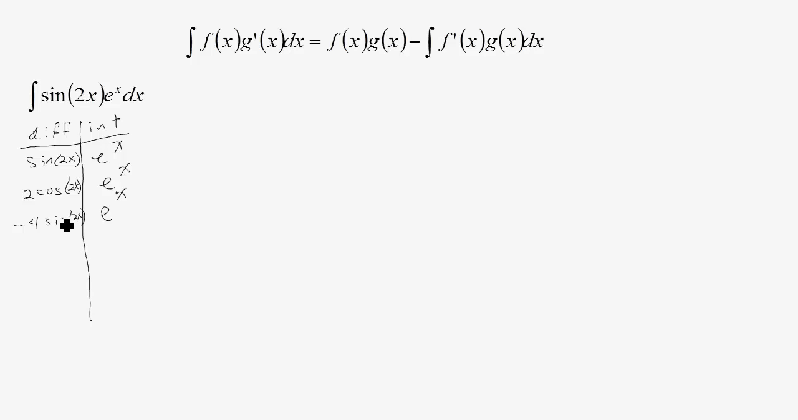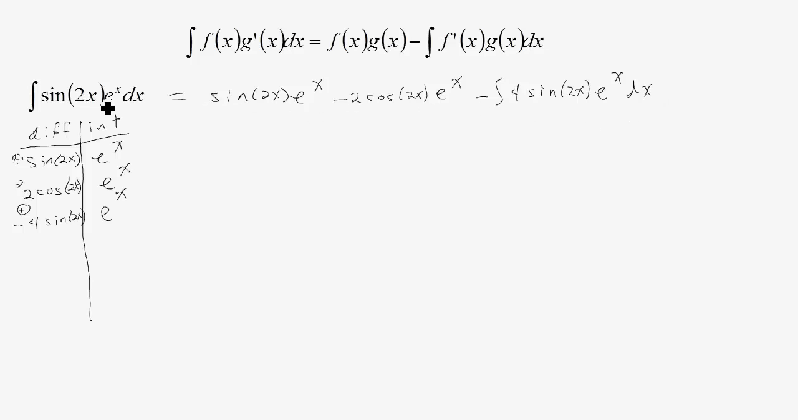So it looks like this is kind of frustrating, right? The integral didn't get any easier, it just kind of came back to us. But watch what we can do when we get a repeat like that. Let me just go through the pattern here. We have my plus and my minus and my plus. So we have sine 2x e to the x, and then we have minus 2 cosine 2x e to the x, and then we have plus the integral of minus 4 sine 2x e to the x dx.